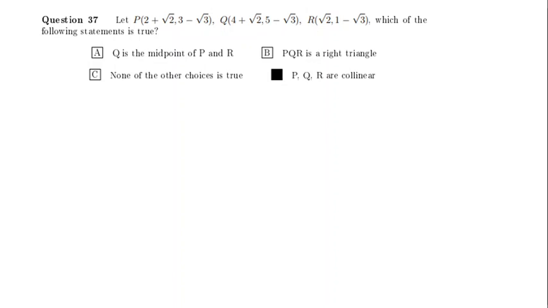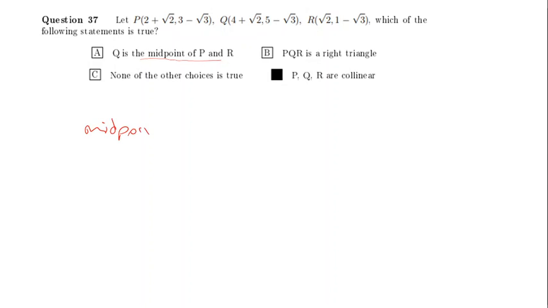Now, which of the following statements is true? So it says Q is the midpoint of P and R, and PQR is a right triangle, and none of the choices is true, and P, Q, R are collinear. We can go with this Q as the midpoint of P and R. Let's check.